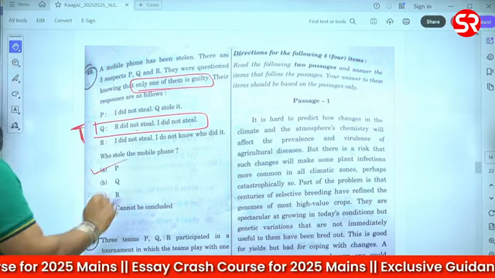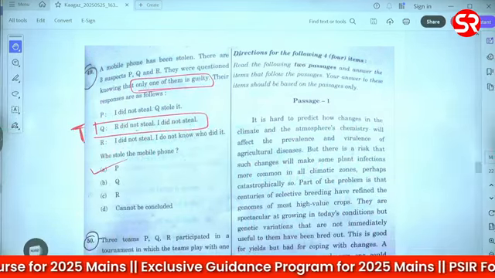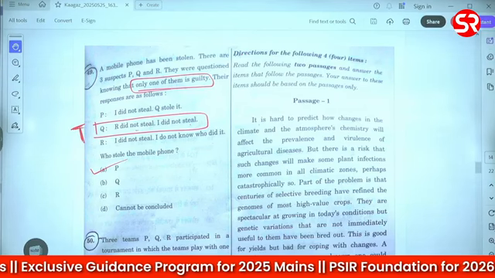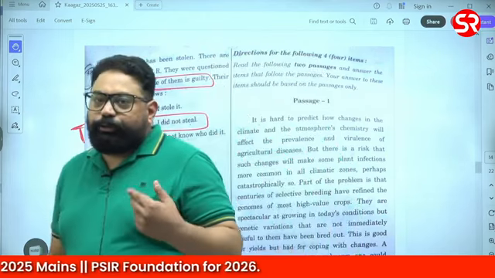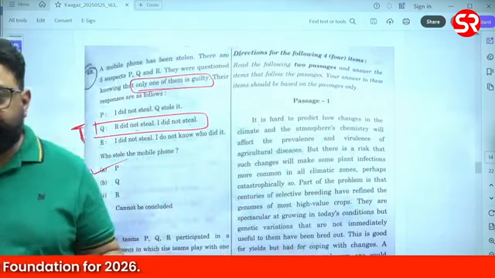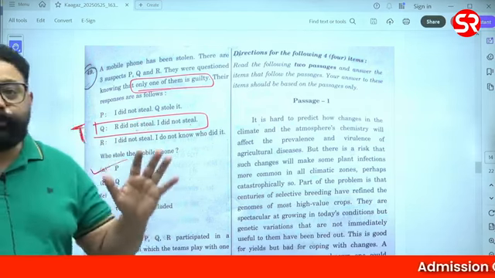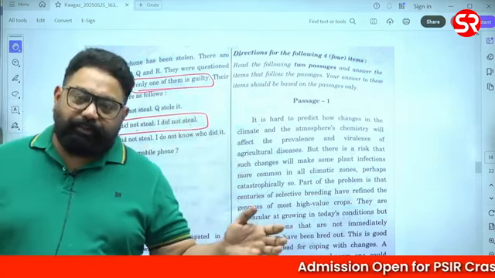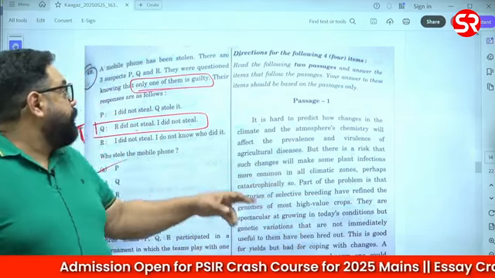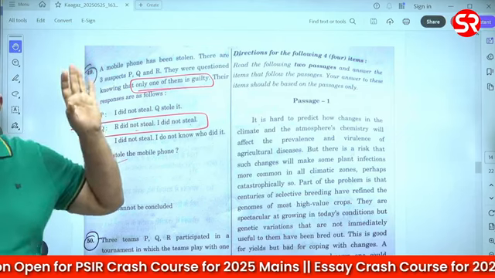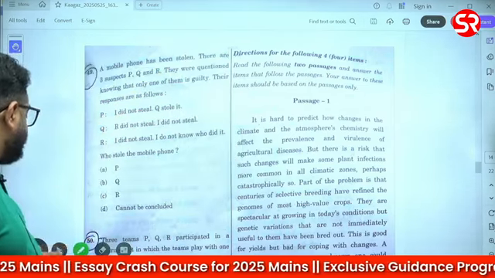So question answered. Who stole the mobile phone? P stole the mobile phone. But again, there is no information, and I just assume that Q is telling you the truth. And obviously, R did not steal, I did not steal is a true statement because it cannot be false. If it were false, it would mean R stole it and I stole it, but only one of them is guilty. So it is not possible. That's the reason I'll say the 49th answer is A.